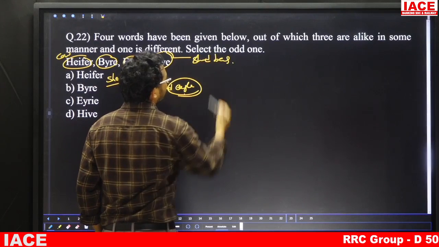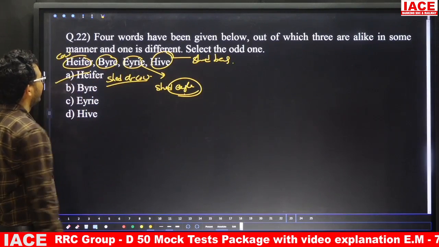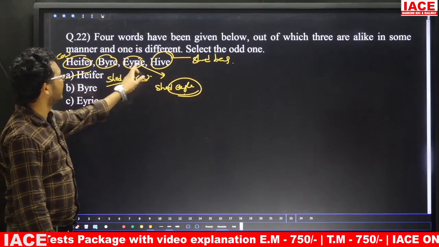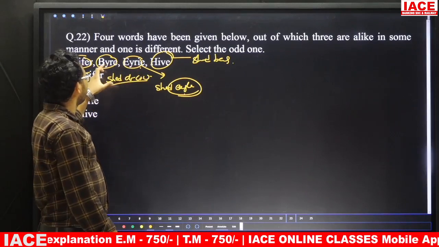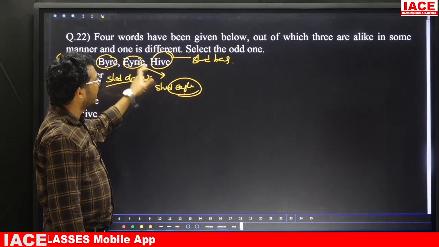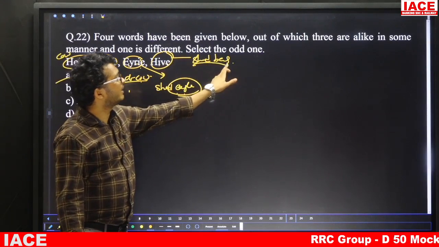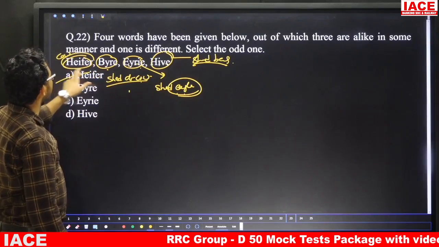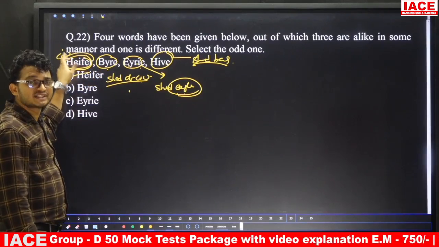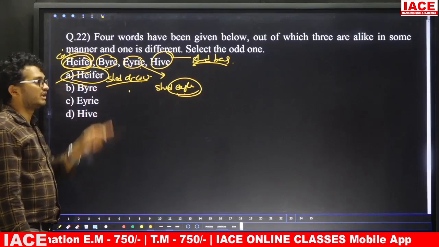Which of the following is different? The answer is heifer, option A. Why? The remaining three are places: dairy means cow shed, eyrie means where an eagle lives, hive means shed of the bees. Heifer means cow, so this is the different one. The remaining three are living places. So the answer is option A.